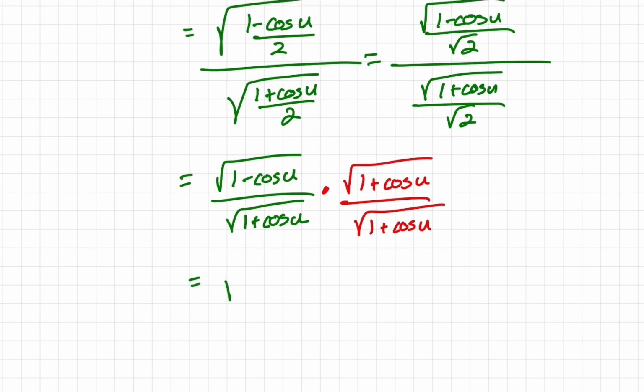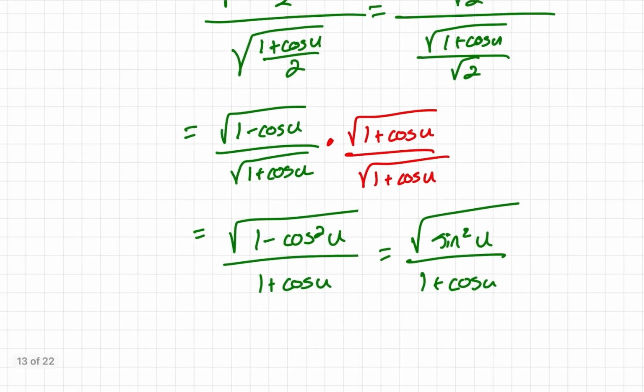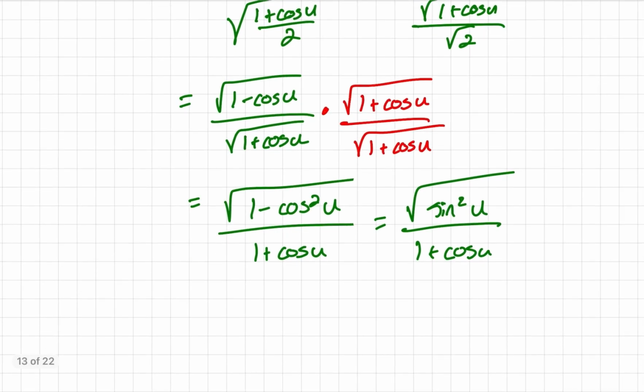Now in the numerator, I'm going to have the square root of 1 minus cosine squared of u, all divided by 1 plus cosine of u. You'll recall that 1 minus cosine squared is equal to sine squared. So this is the square root of sine squared of u, all divided by 1 plus cosine of u. And since we're in quadrant 1 and everything is positive, we know that the square root of sine squared is just going to be sine of u over 1 plus cosine of u.